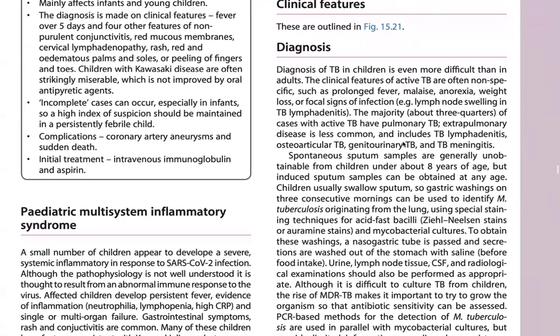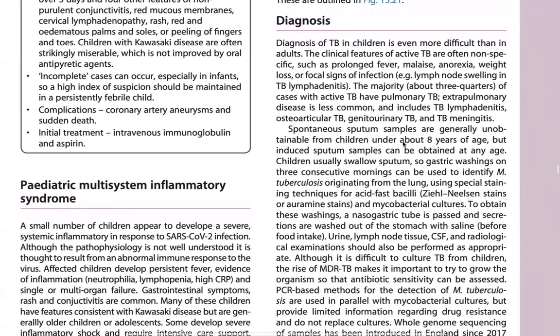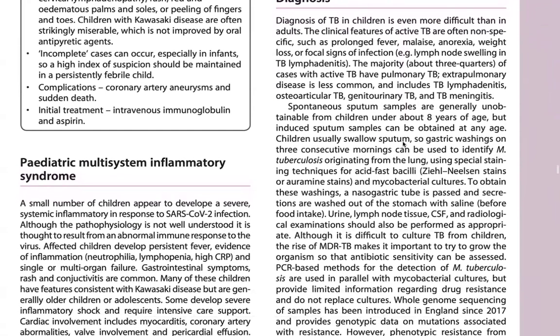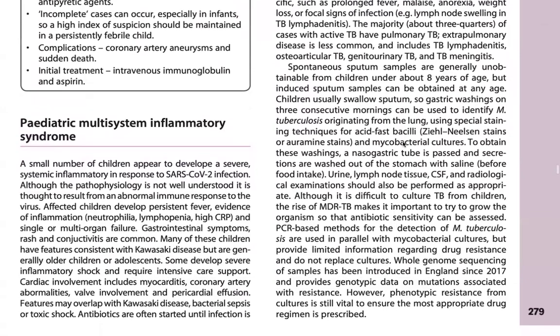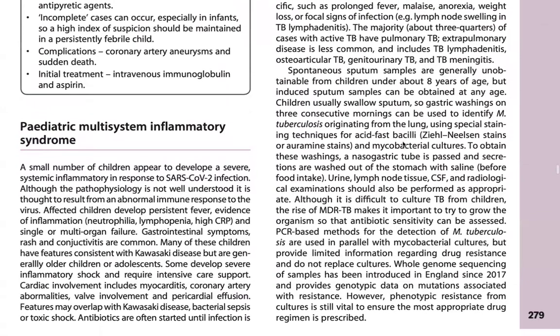A small number of children appear to develop a severe hyperinflammatory response to the SARS-CoV-2 virus. Although the pathophysiology is not well understood, it is thought to result from an abnormal immune response to the virus. These children develop persistent fever, evidence of inflammation, neutrophilia, lymphopenia, high CRP, and single or multi-organ failure. GIT symptoms, rash, and encephalitis are common.